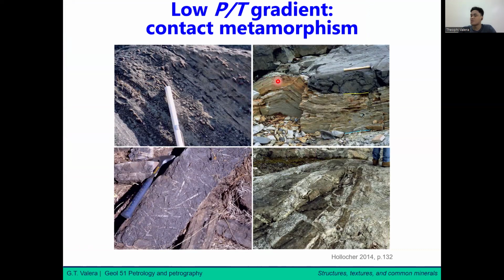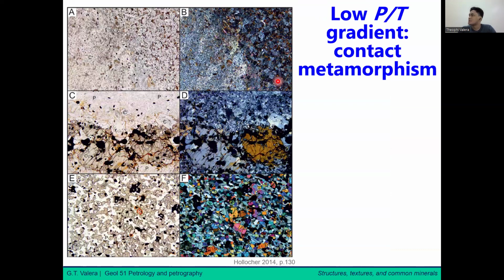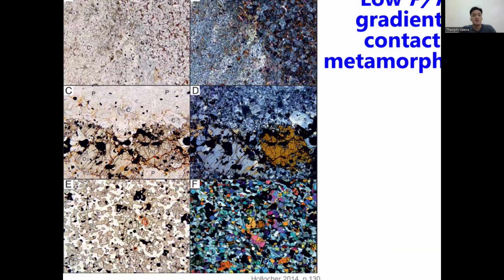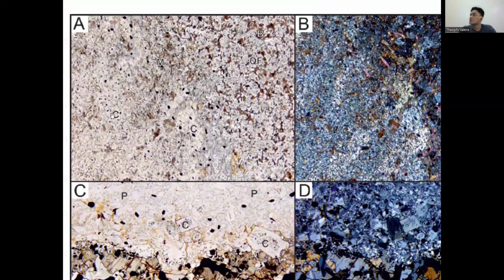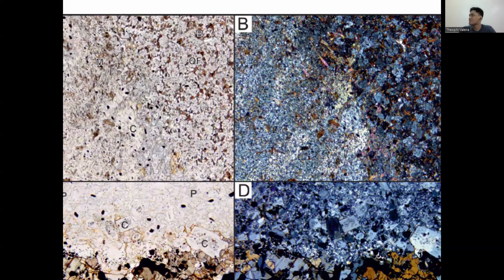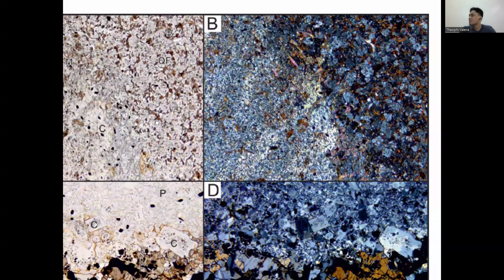Under the microscope, how do they look? They look like this. This is PPL, or plain polarized light, on the left, and cross polarized light on the right. As I mentioned earlier, originally it was a metasamite with foliation. You can see it's quartz rich with a few biotite within brown and cordierite. After contact metamorphism, the foliation is mostly gone and you get recrystallization.